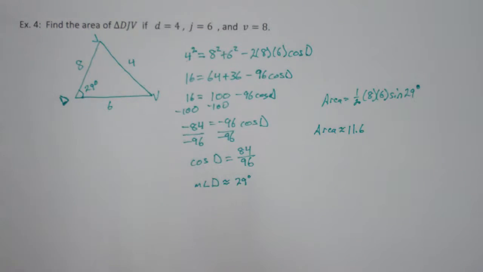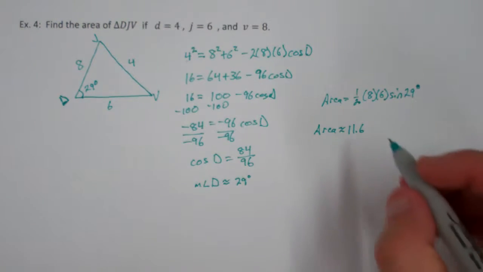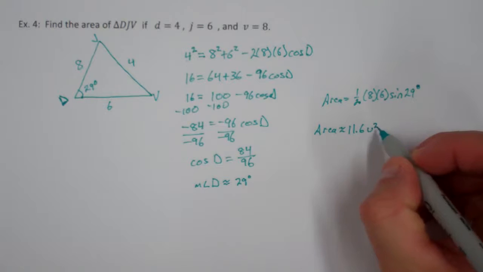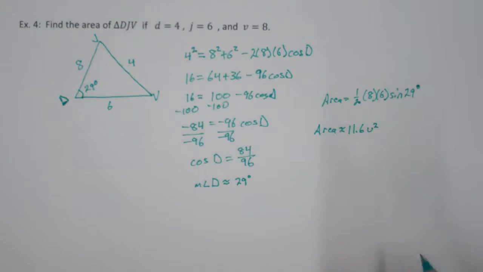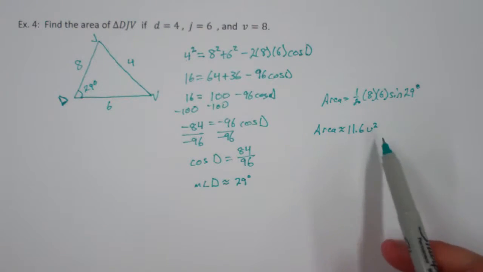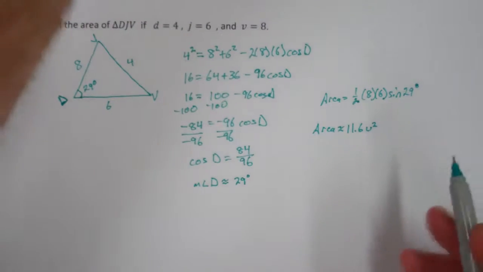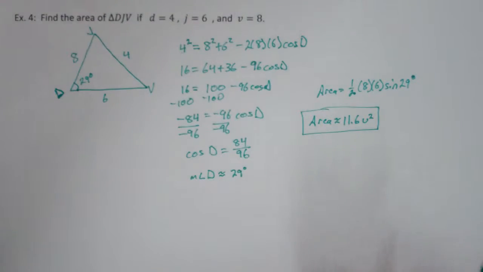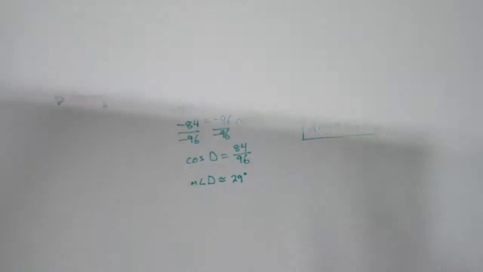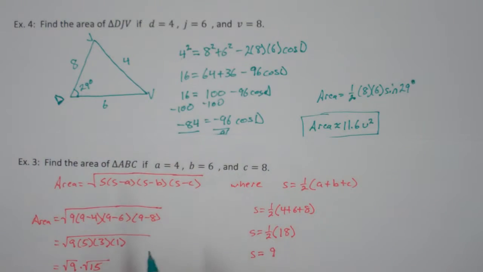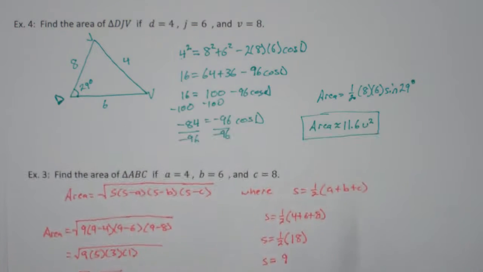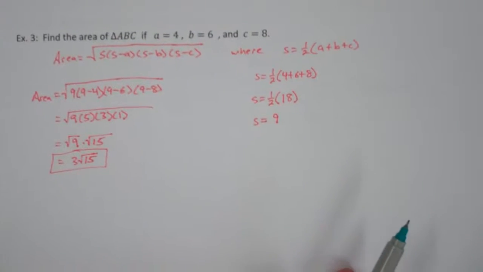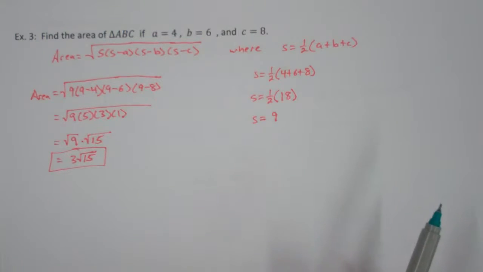We're not given units in this problem, so we can either leave it blank here, or if you prefer, you could do the little u squared just to remind yourself that whatever units you're using, those will be squared. Now you might be thinking to yourself, Mr. Valsa, that is not the same thing we got before. Remember that these two triangles from example 3 are congruent. We've got 11.6, and here we've got 3 root 15.